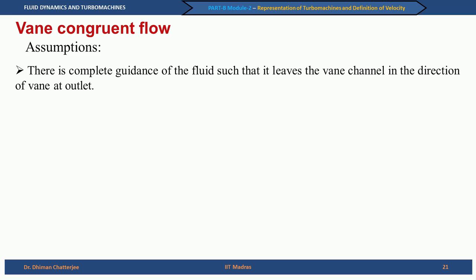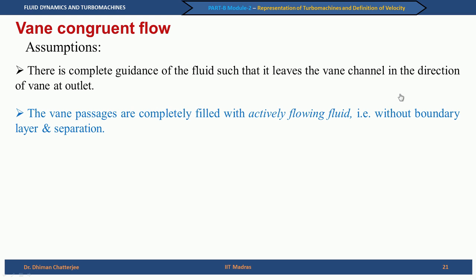First, we are going to do the analysis of turbomachines by considering only the information available at the inlet and the information available at the outlet of the impeller. We are not going to trace the velocities or find out the velocities at any intermediate location. So, any deviation that takes place, we will lump it at the outlet edge, and hence when I say complete guidance, I mean that such effects are not present and the fluid will leave the vane channel in the direction of the vane at the outlet.